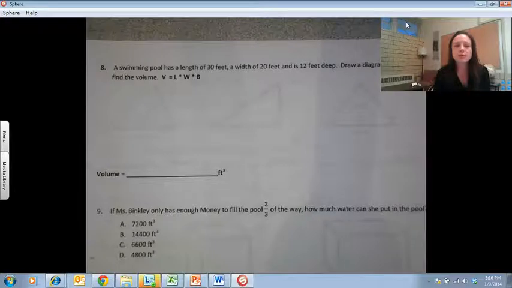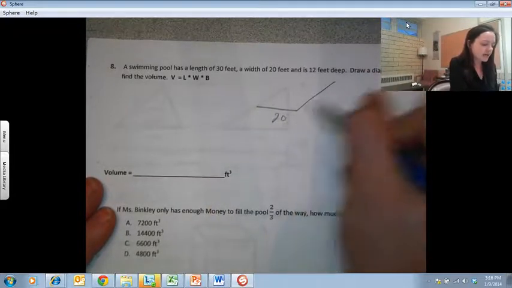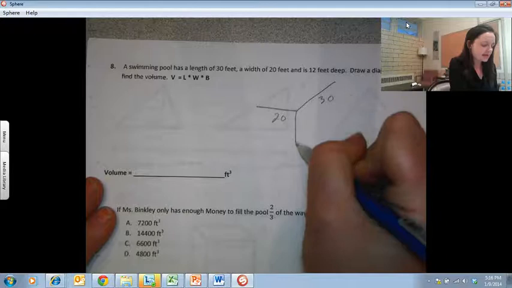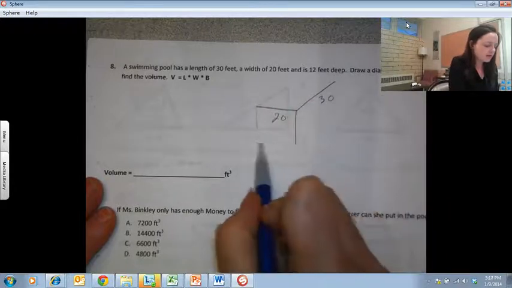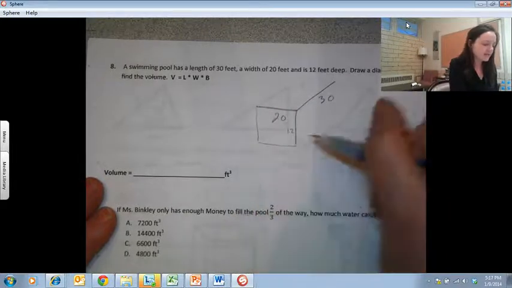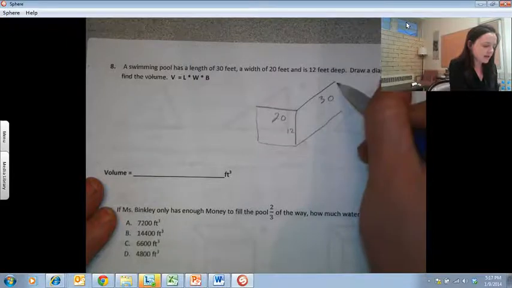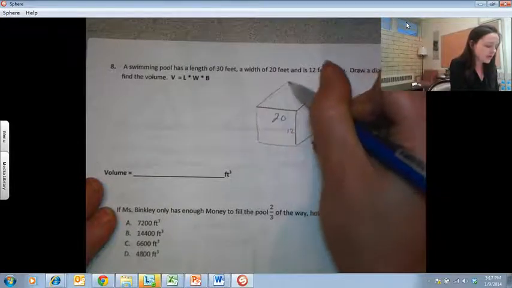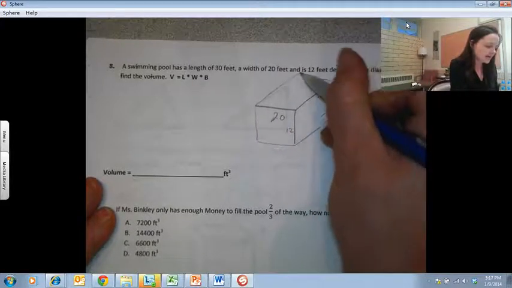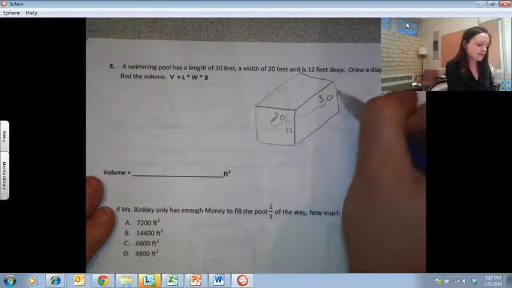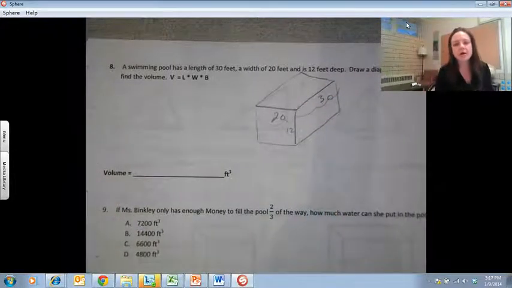A swimming pool has a length of 30, a width of 20, and is 12 feet deep. So remember, we drew this 20, 30 this way, and 12 feet deep. So there is my pool that I wish I had in my yard. Well, I don't have a yard, but if I did, I would wish that I had a pool.